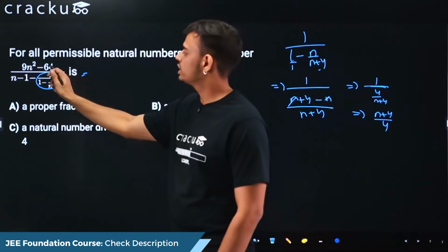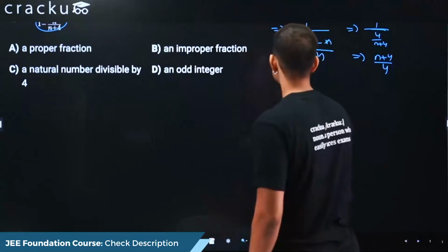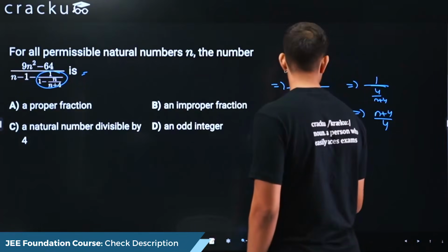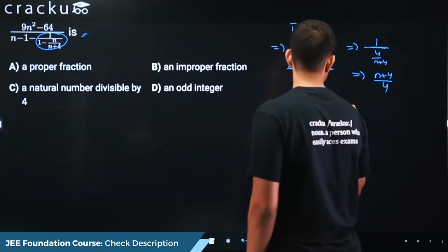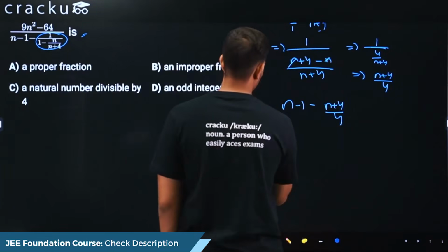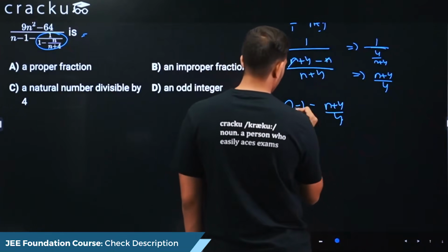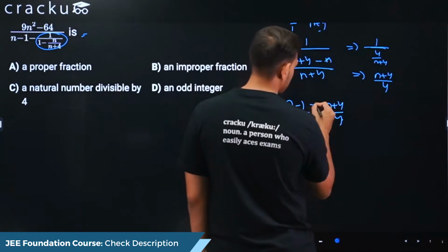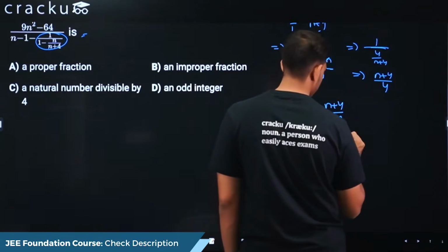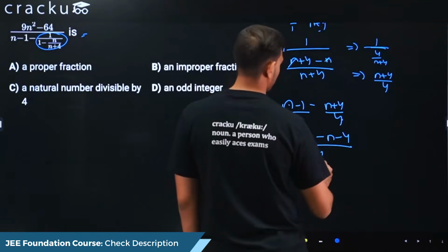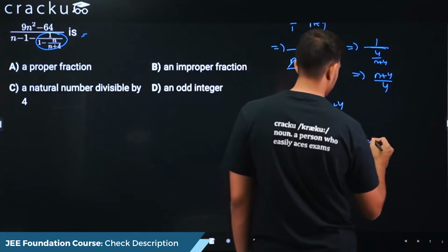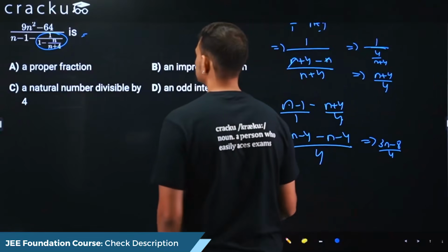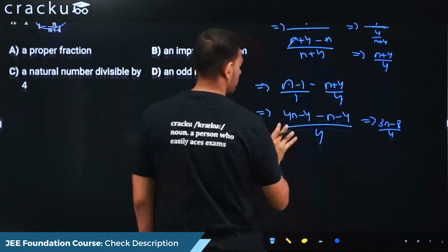Now I will calculate the denominator. Denominator is n minus 1 minus this value, which is n plus 4 by 4. 4 multiplies here, 4n minus 4 is 1, minus n plus 4, which is minus n minus 4, over 4. This comes out to be 3n minus 8 by 4. This is the denominator. What is the numerator? 9n square minus 64.